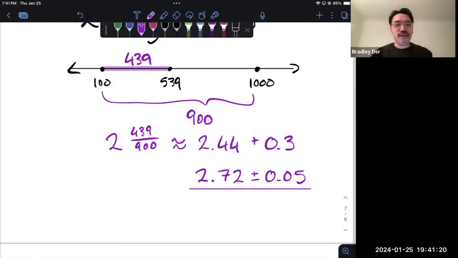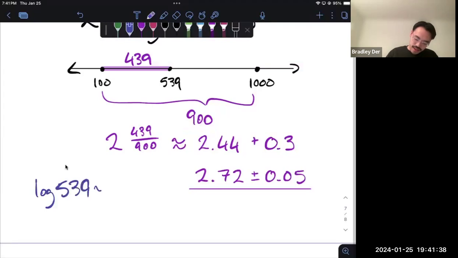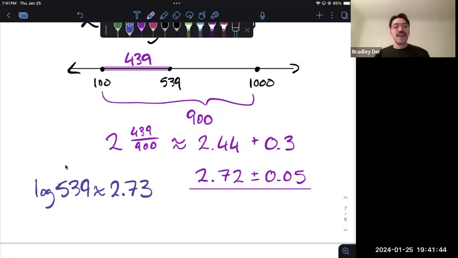I just threw that in Desmos. It was 2.73. Yes, let's go. All right. Estimation technique remains undefeated. You can check that in Desmos if you want. So apparently, according to Desmos, the log of 539 is approximately 2.73. Let's go. Okay.